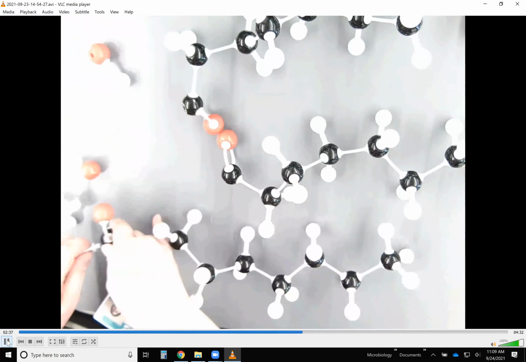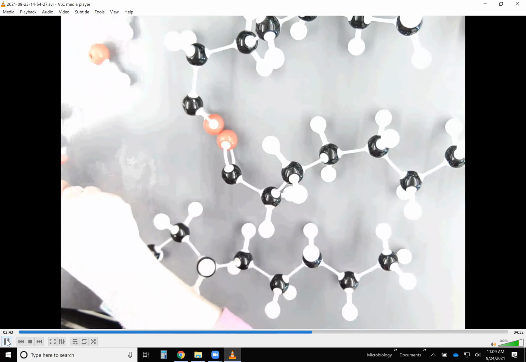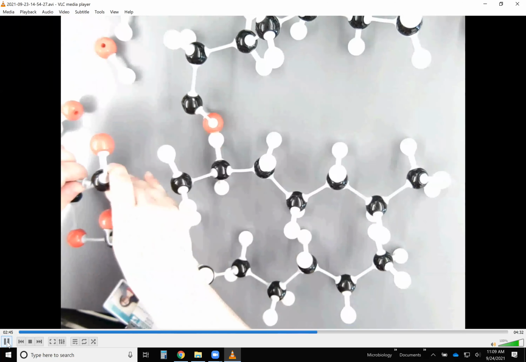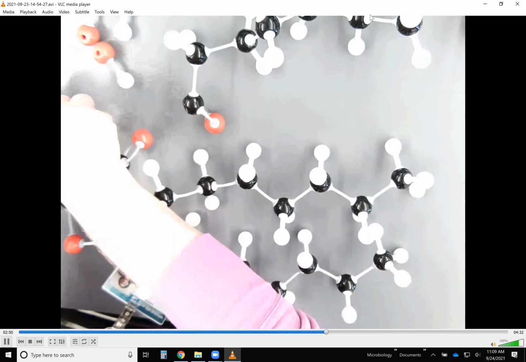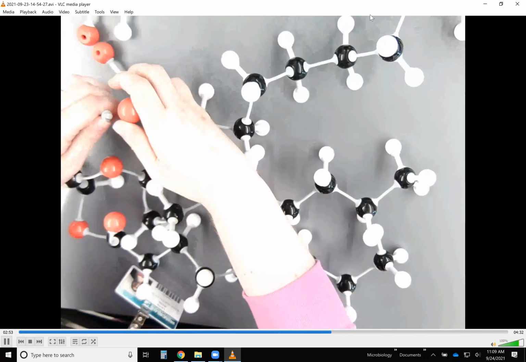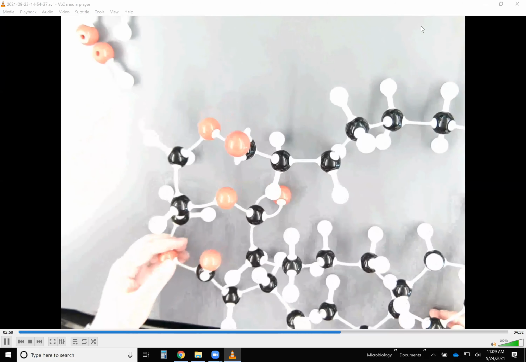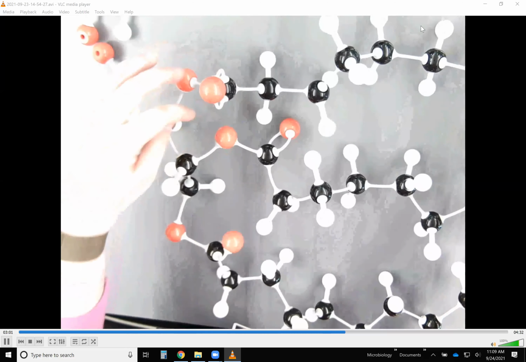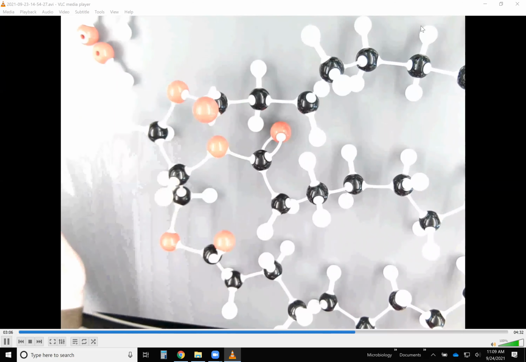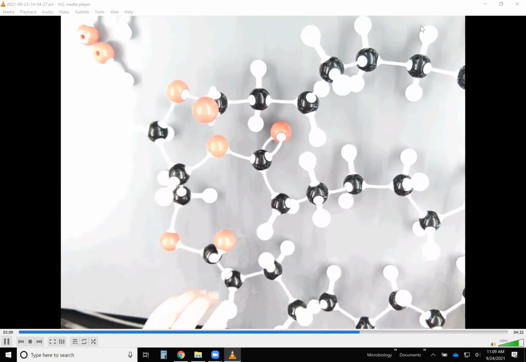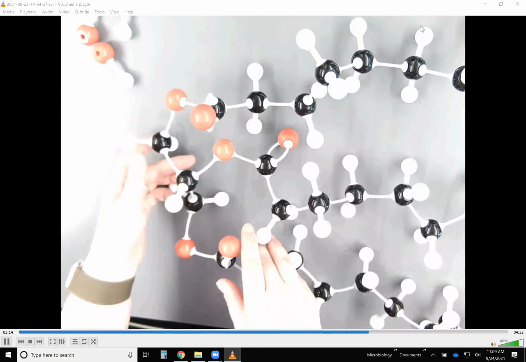Then we bond the single oxygen onto the carbon where the hydrogen had been. Now we have our gigantic molecule of a triglyceride made of 3 of the same fatty acids. If this were a phospholipid, the bottom one would be a phosphate group instead of a fatty acid.